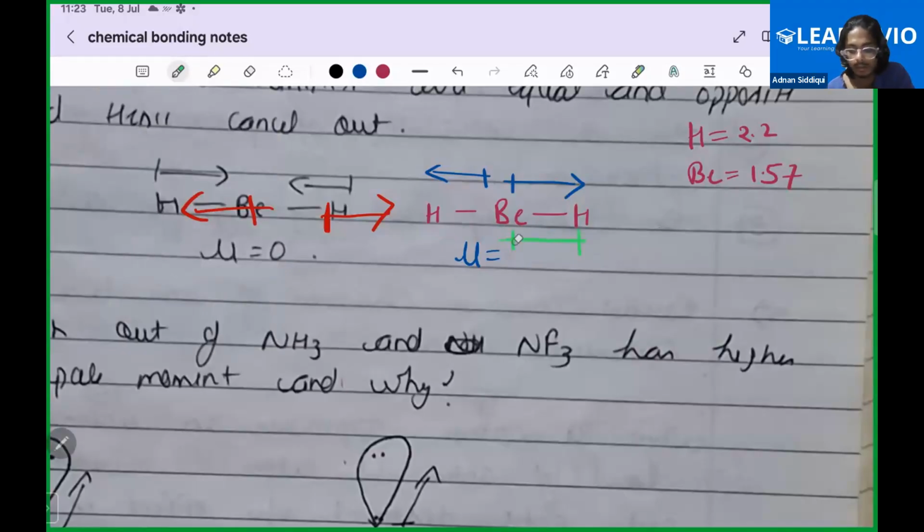So simply you can say equal and opposite will cancel each other out, and you will have zero dipole moment because the electron density is now not moving at all. If the electron density is not shifting, then we will not have polarity. If we are not having polarity, then we will not have a polar molecule, and the dipole moment is going to be zero.